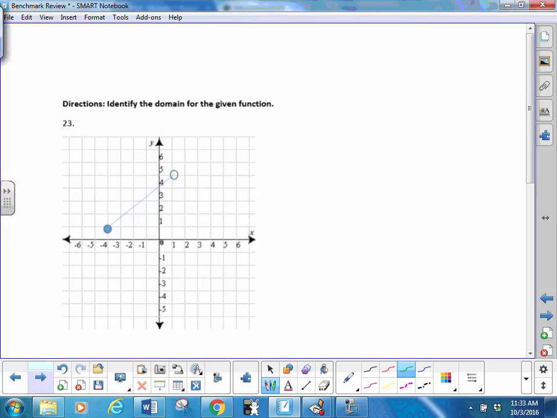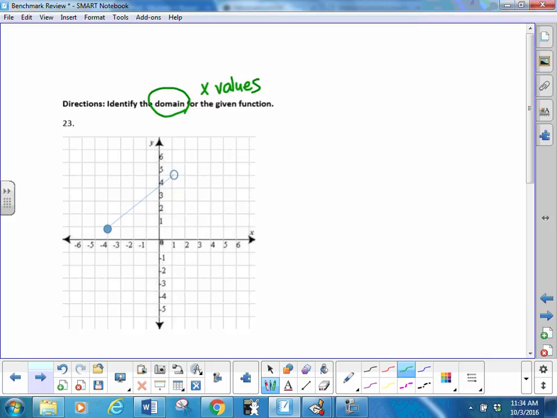Identify the domain. Real quickly, we know what values we're thinking about when we talk about the domain. Real simply, we're thinking about the x values. So keep that in mind. I'm thinking about the x value.